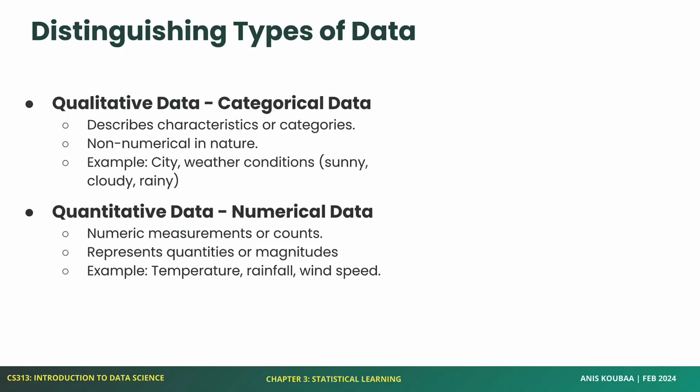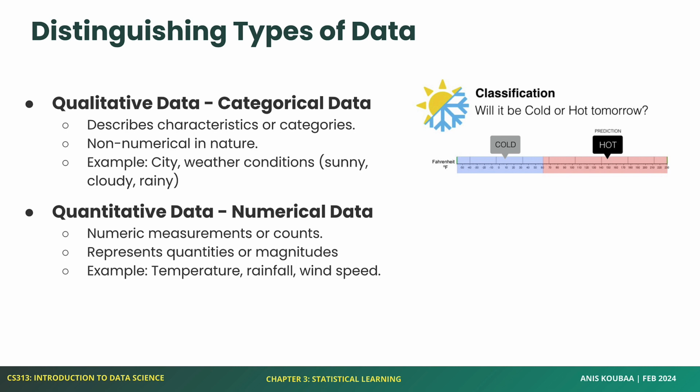So starting with the data category, when we talk about data, we have two different types: categorical data, which is non-numerical data, for example weather conditions, whether it's sunny or rainy or cloudy. And we also have quantitative data that is numerical. And this actually has an implication for how we tackle a prediction problem.